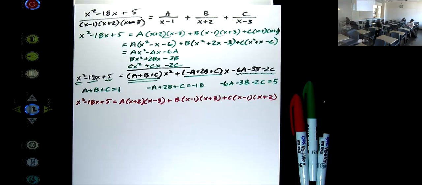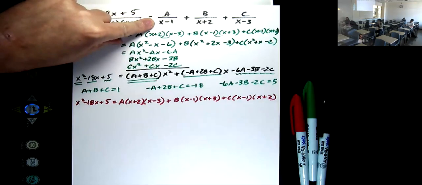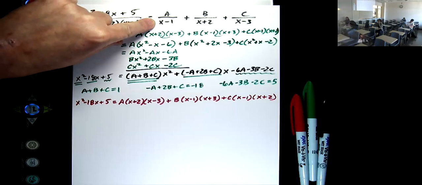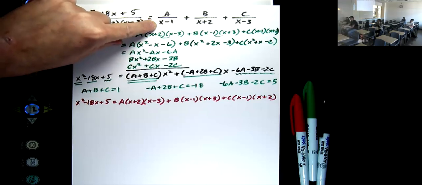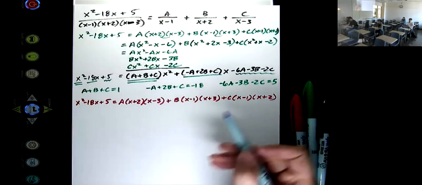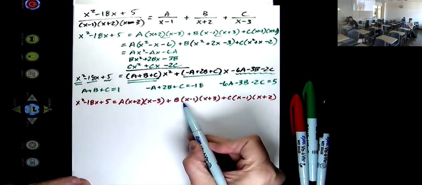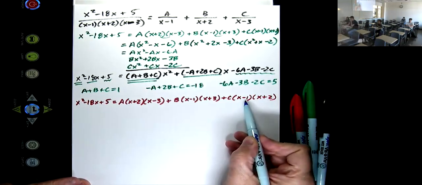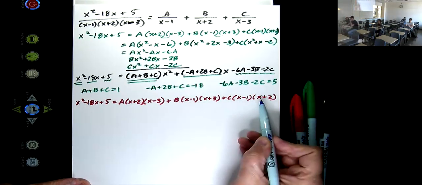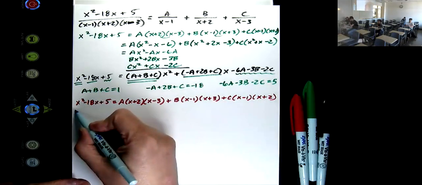Okay, so once you have it set up, the easiest way to go through this is to look at the original denominators and ask, if I make this denominator 0, does it clear out a bunch of stuff? Here, to make this denominator 0, I have to say x equals 1, right? If I say x equals 1, this goes to 0, that goes to 0. So it clears out B and C. So let's do x equals 1 first.